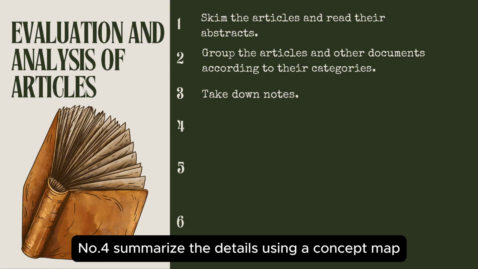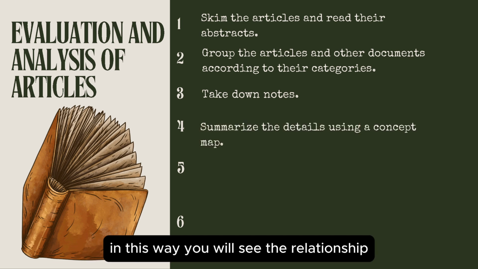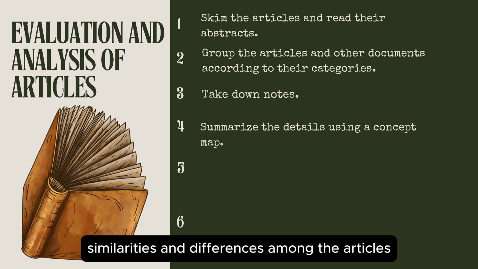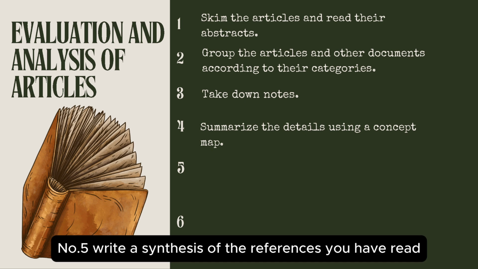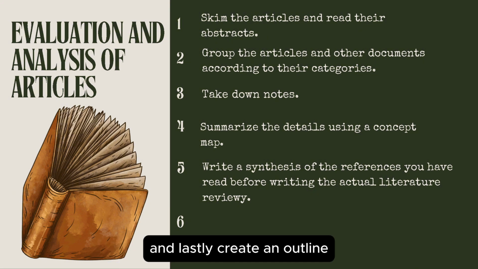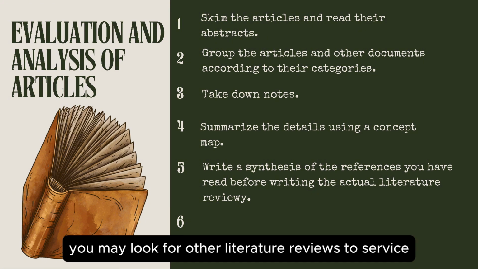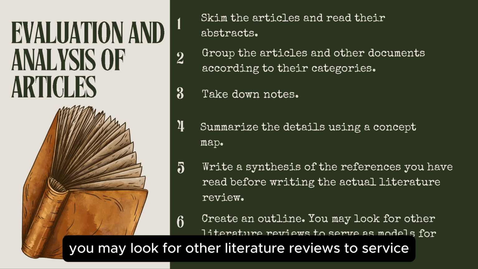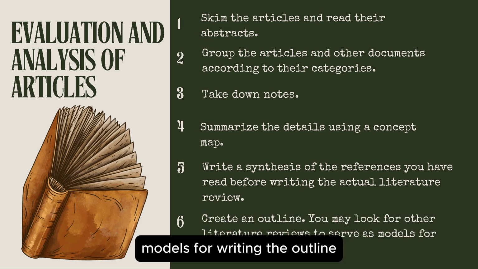Number 4. Summarize the details using a concept map. In this way, you will see the relationship, similarities, and differences among the articles. Number 5. Write a synthesis of the references you have read before writing the actual literature review. And lastly, create an outline. You may look for other literature reviews to serve as models for writing the outline.